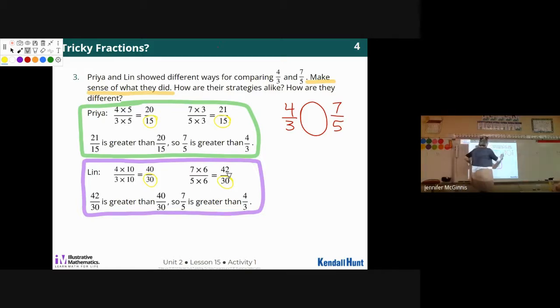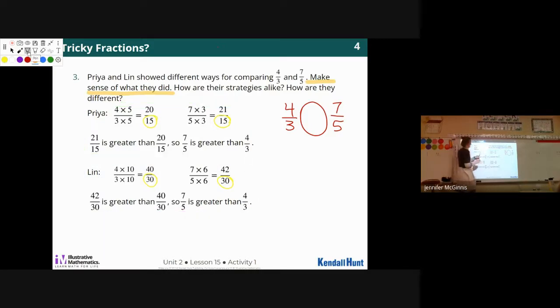So when we have 4/3 and 7/5 like this, what Priya has done is she has taken the 4/3 over here times 5 equals 15. And over here, she has done 5 times 3 equals 15. She's like, I can get 15 on both sides. If I multiply this side by a number and that side by a number, are you allowed to do that? Yes, you are. The rule still stands.